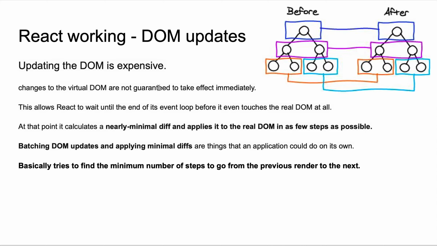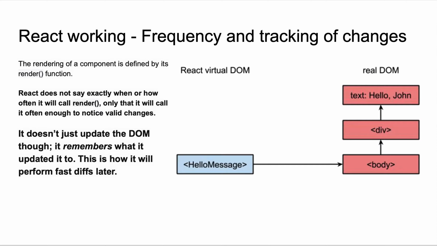So React reserves the right to say when the actual DOM changes will happen. That's because it wants to optimize the interaction via the event loop passes and batch them. Okay, and calculate. So it basically calculates the minimum difference that needs to be applied to the real DOM in as few steps as possible to get to the desired output, the desired rendering. Okay, so going to the next one.